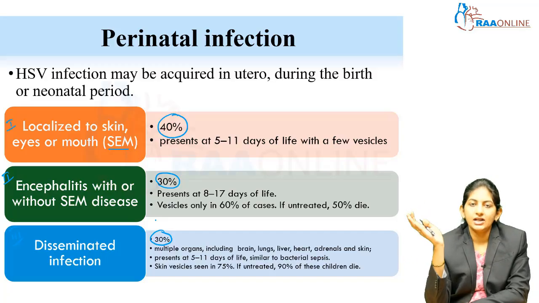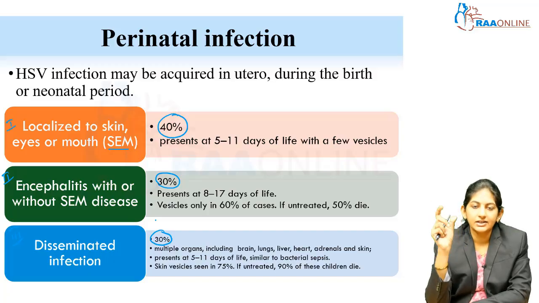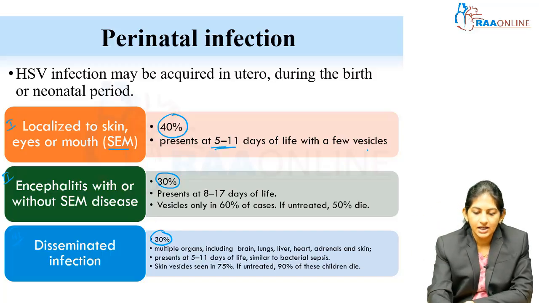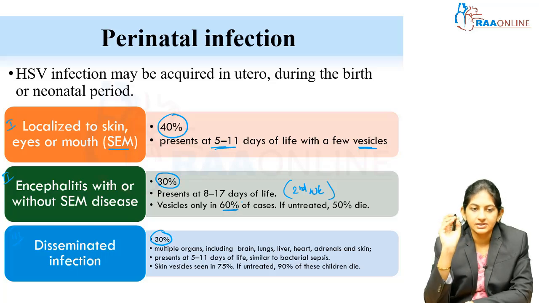SEM usually occurs pretty early. In the first week itself, you will be able to find that there are many ulcers. Skin, eyes, mouth, there will be ulcers. So in the first week, vesicles will be present. Encephalitis is present in the 2nd week of birth. Vesicles will not be seen much, but it is an encephalitis picture. Only 60% will have vesicles.